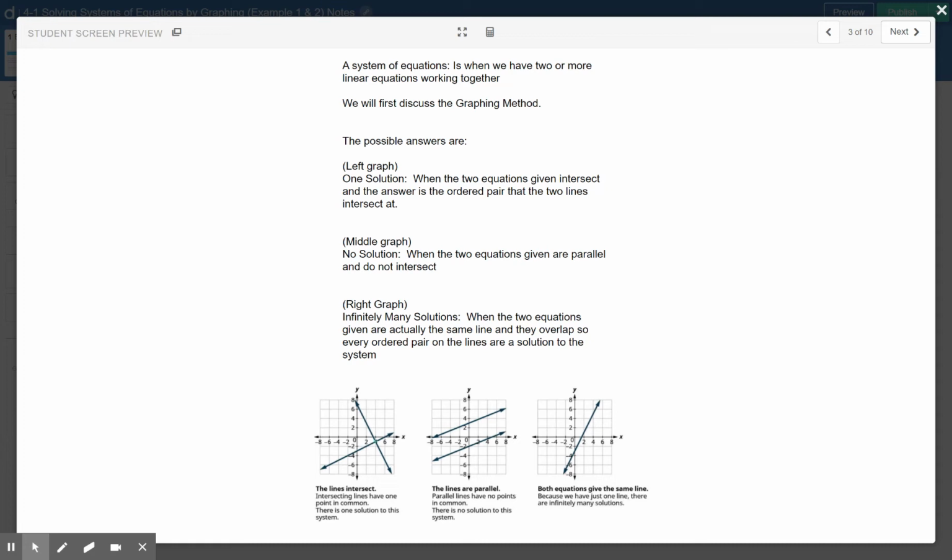And then lastly, on the right, infinitely many solutions. It's when I give you 2 equations and they actually are the same line, same y-intercept, same slope. So we call that infinitely many solutions because every ordered pair on that line is a solution.